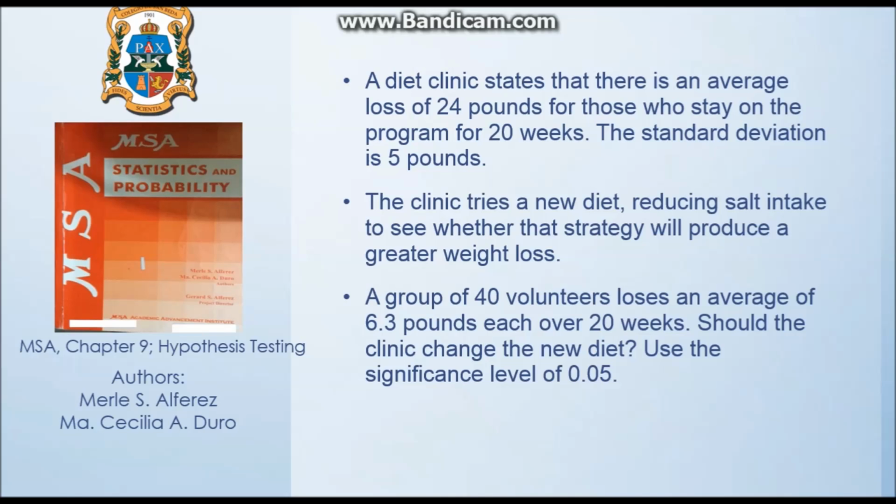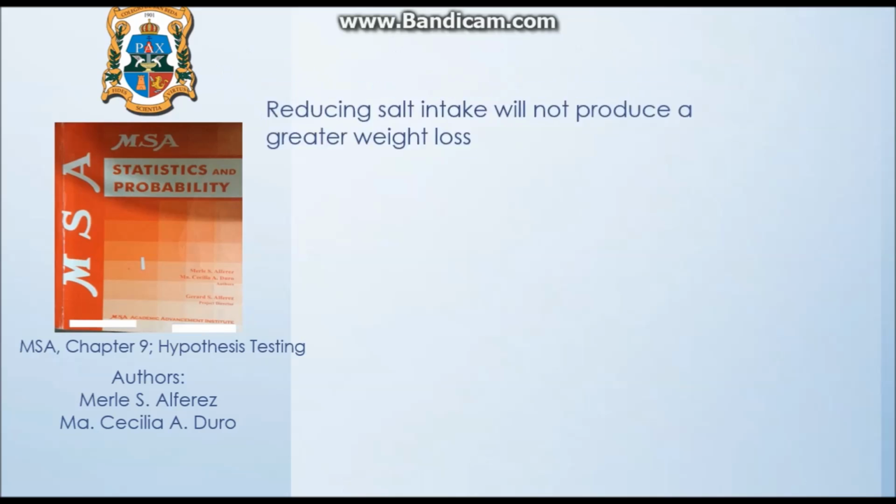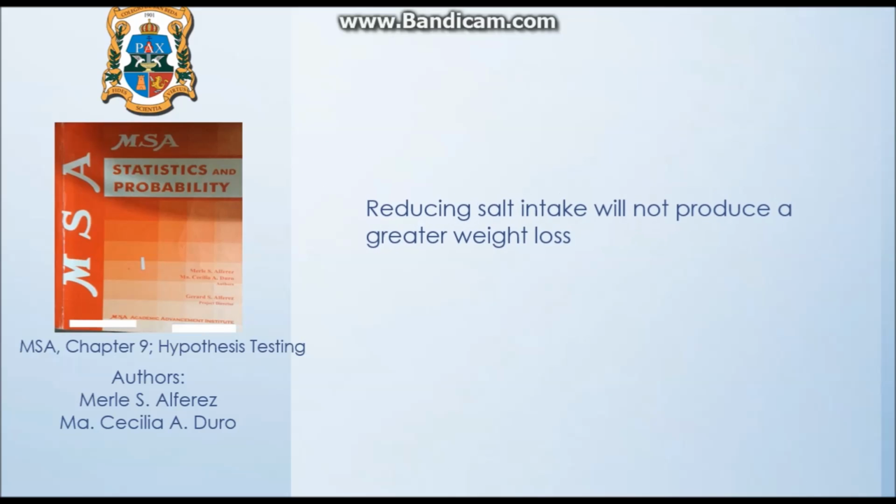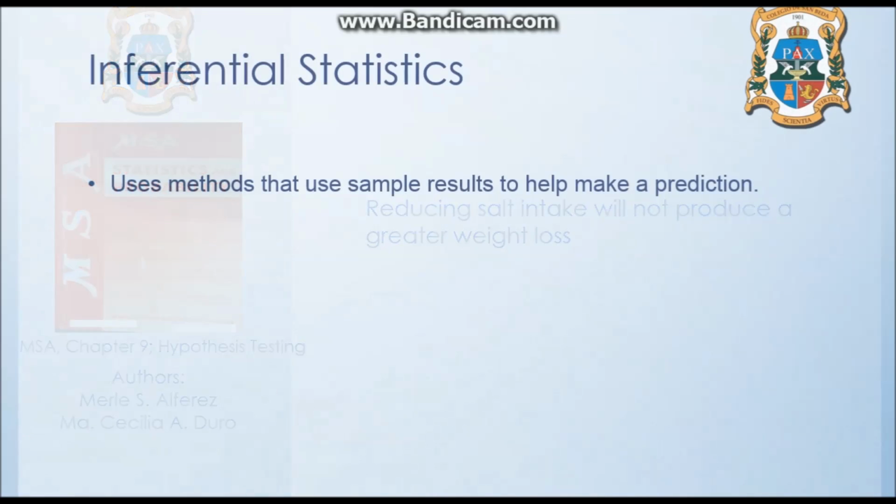So we use inferential statistics in order to arrive at an inference or a prediction. We are then able to generate an inference: reducing salt intake will not produce a greater weight loss. So recap, inferential statistics uses methods that use sample results to help make a prediction. Our next discussion is all about variables.